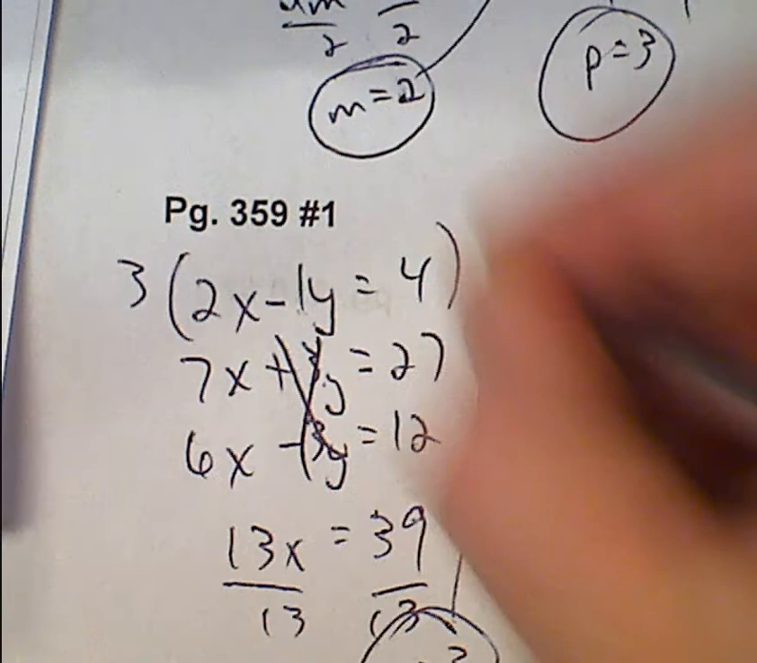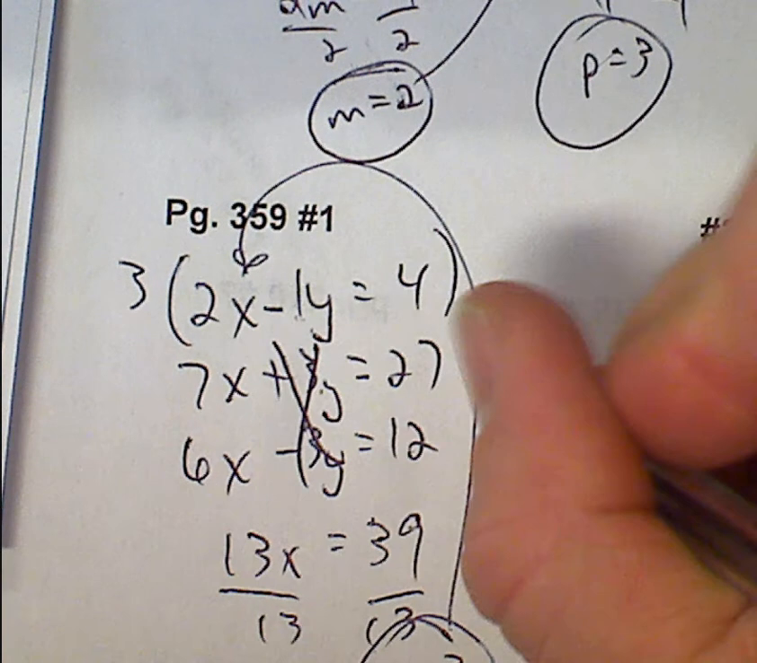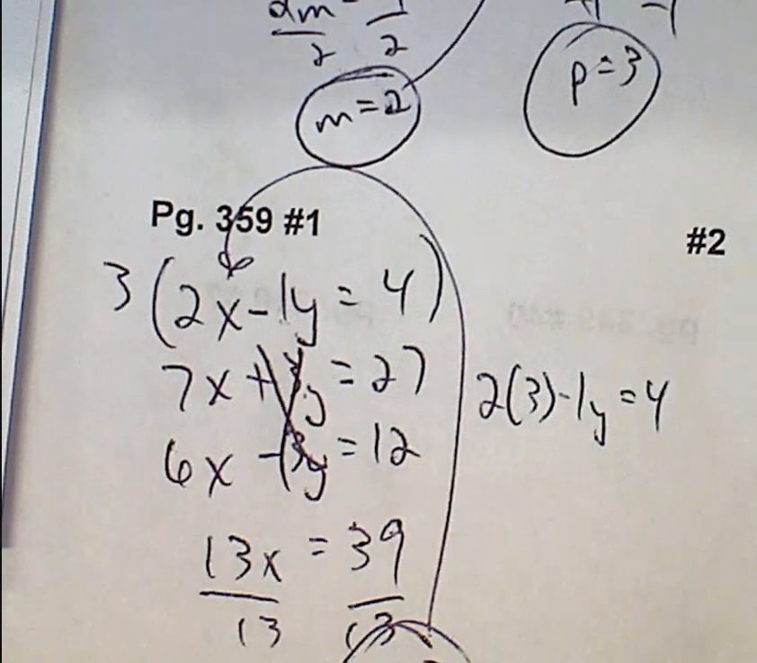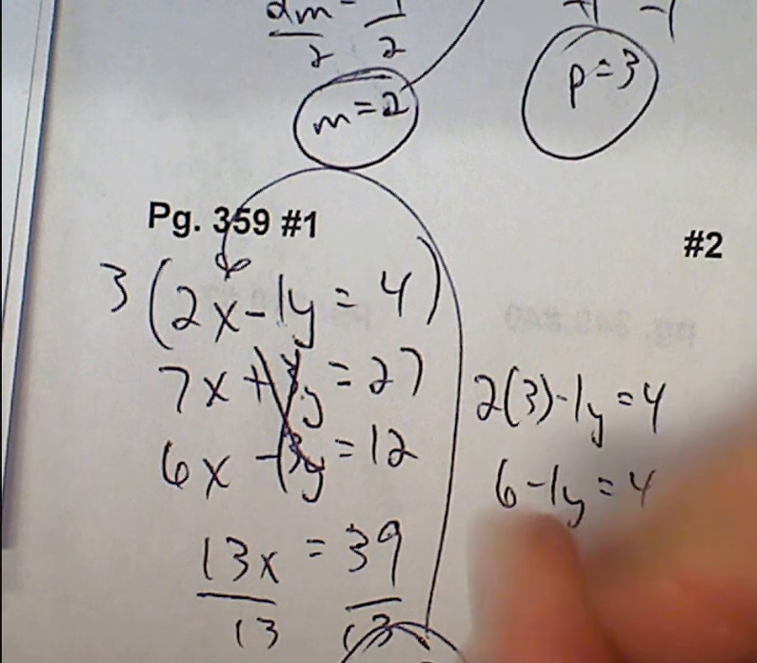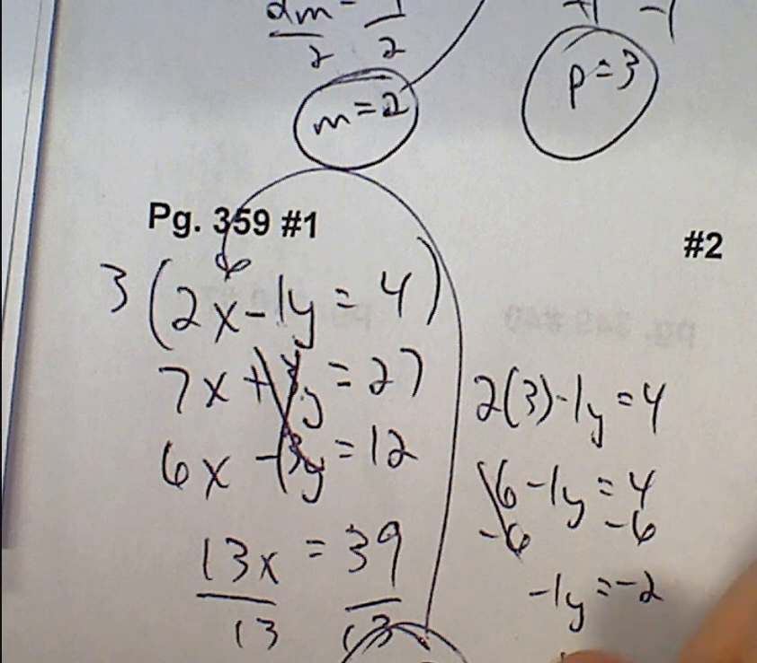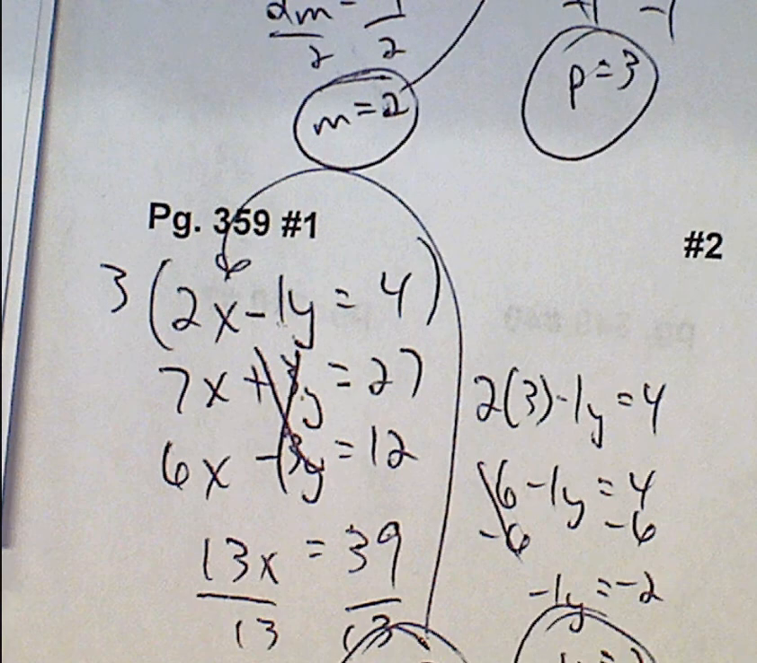I take my x and I plug it back in. 2 times 3 minus 1y equals 4. 6 minus 1y equals 4. Minus 6. Negative 1y equals negative 2. Y equals 2.